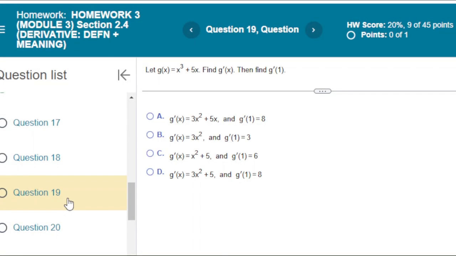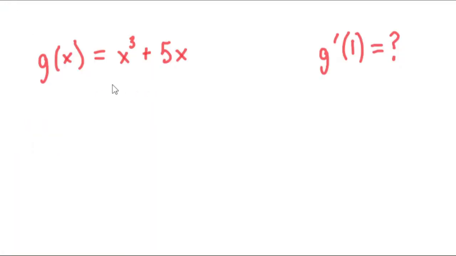There we go. Okay, this next one says, let g of x equal x cubed plus 5x. Find g prime of x, and then use that to find g prime of 1. Now, this one's actually pretty simple to do, but I want to give a geometric understanding of what this g prime of 1 means as well.